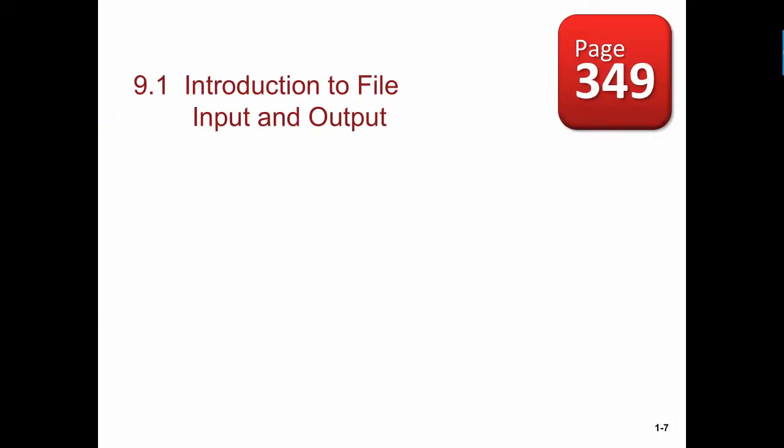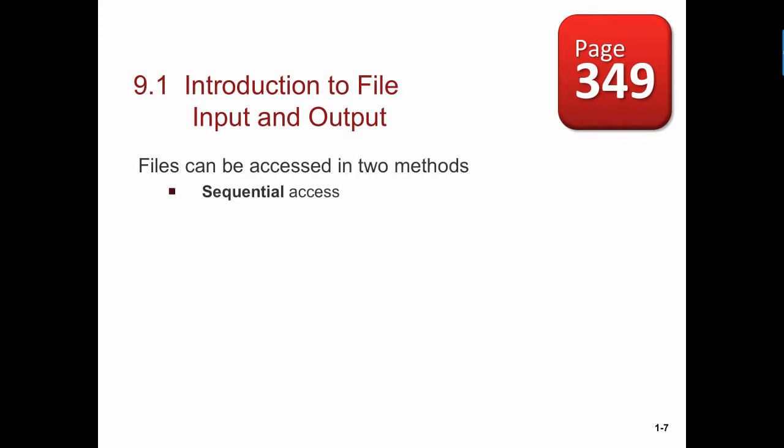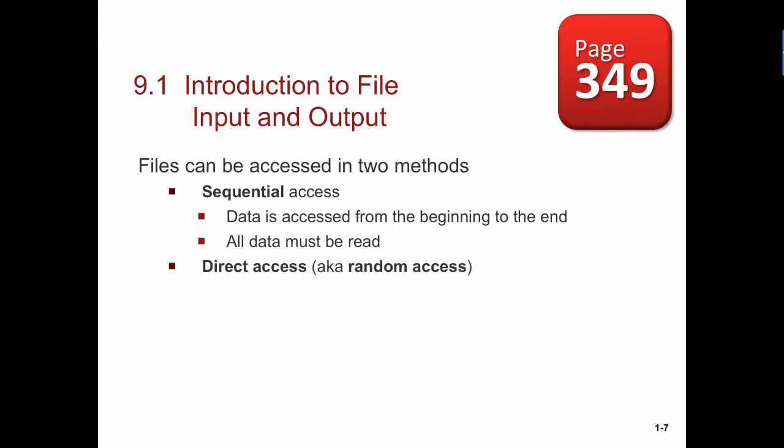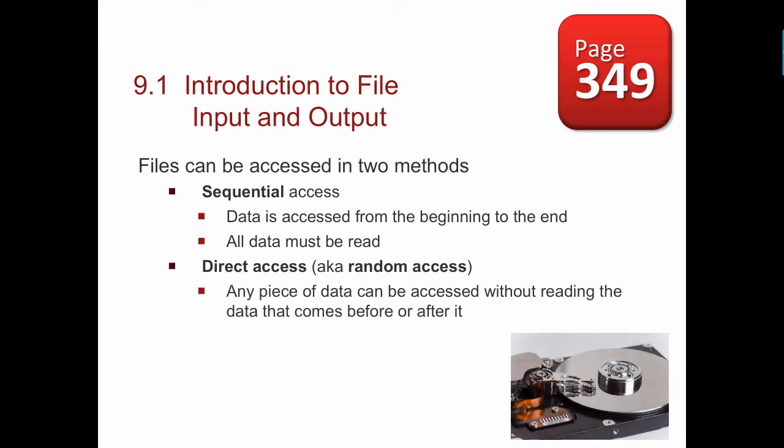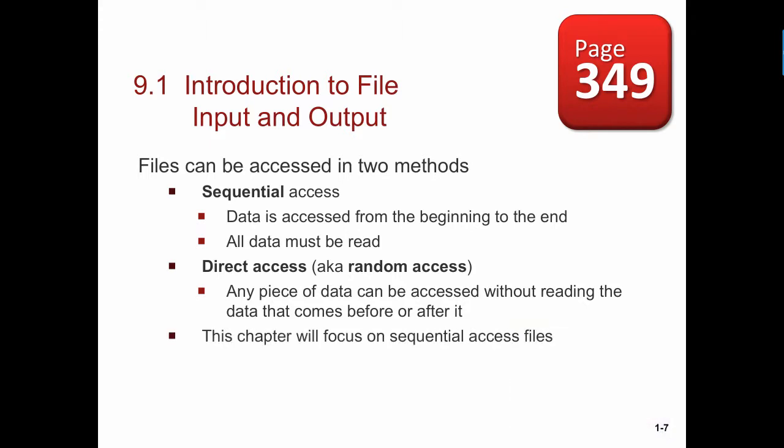One other thing we need to know about input and output files is that there are two ways that we can access that file. Number one is called sequential access, and that's where data is accessed from the beginning to the end. All the data must be read. The second kind is called direct access, or also called random access, and it's where any piece of data can be accessed without reading all the data that came before it or after it. In this chapter, we're basically going to look at sequential access files.